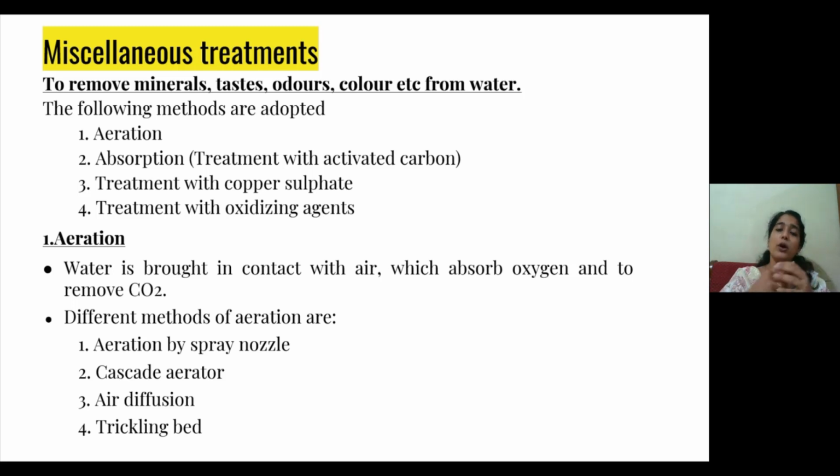The water is brought into contact with the air. That is, the area of contact between the water and air should be increased so that more air is mixed with the water. This will help to remove carbon dioxide from water and also other gases, like hydrogen sulfide. The different methods used for aeration are, the first one aeration by spray nozzle, second one cascade aerator, third one air diffusion method, and fourth one the trickling bed method.